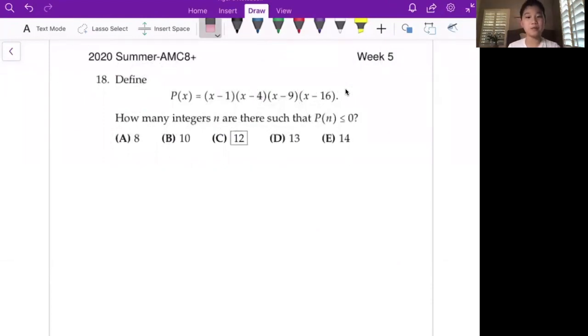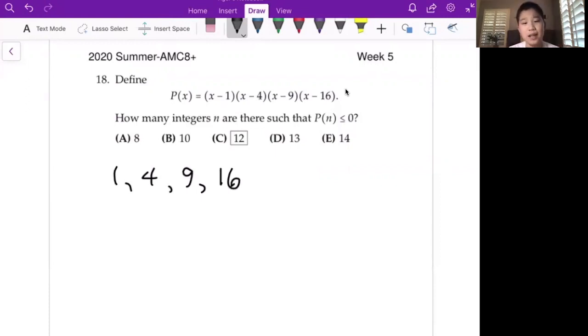Define P of x equals x minus 1 times x minus 4 times x minus 9 times x minus 16. How many integers n are there such that P of n is less than or equal to 0? So we see that P of x is defined in the factored form, which is easier. So let's see how we can make it less than or equal to 0. First, equal to 0. So if it's equal to 0, then x either has to be 1, 4, 9, or 16.